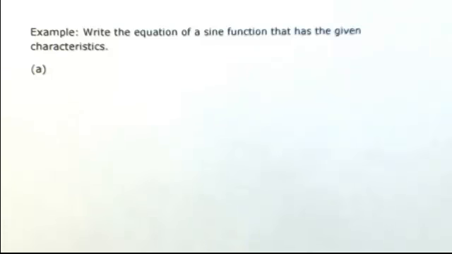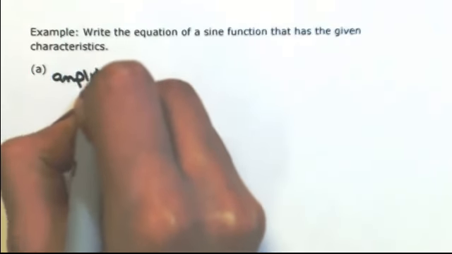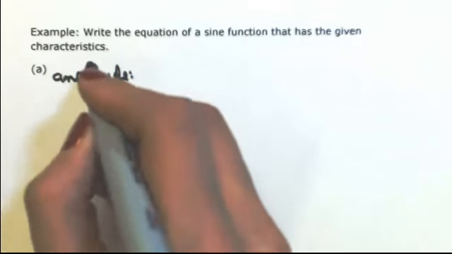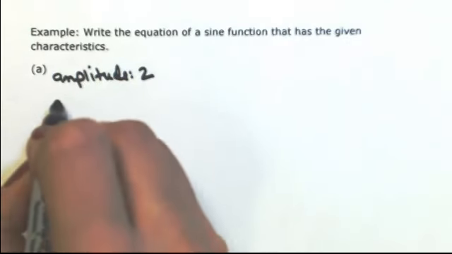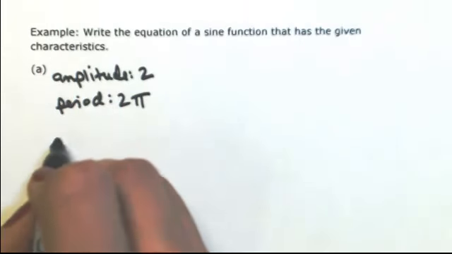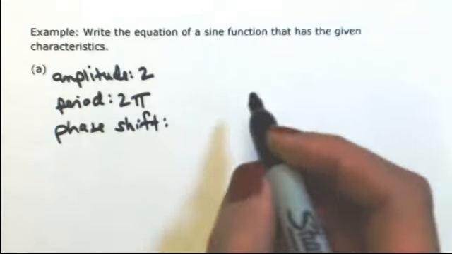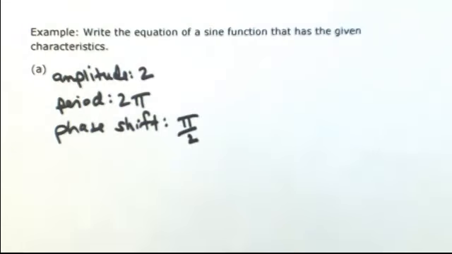Okay, I'm going to give you some characteristics of a function, and we're going to write the equation of that function as if it were a sine function. For example, let's say the amplitude is 2. Let's say the period is 2 pi. And let's say we have a phase shift of pi over 2. Now, since that's positive, that would be to the right.